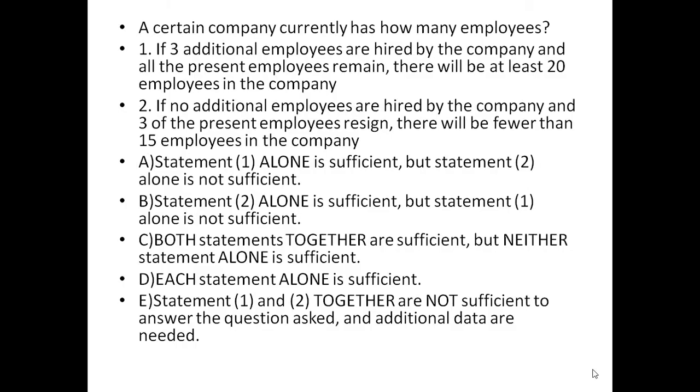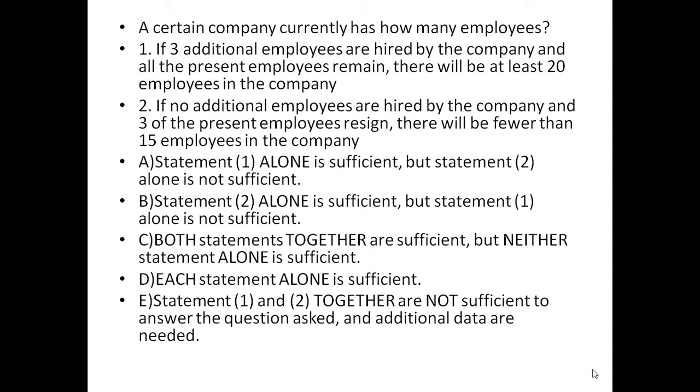The next question we are going to discuss is this one. A certain company currently has how many employees? So the question is a simple one. You need to find out the number of employees in a company. Now again, this is an algebraic problem.